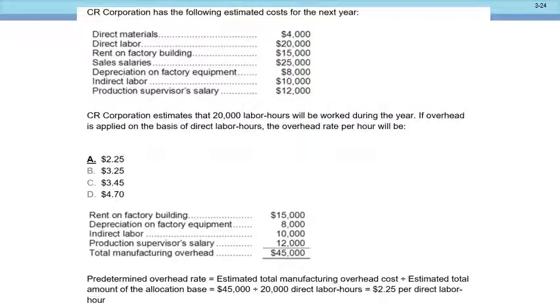Now this one's a little bit different. And I put the solution down here because we had to figure out which of these costs were overhead costs first to come up with what? To come up with our total overhead costs. And then once we did that, we were able to come up with the predetermined manufacturing overhead rate. So let's just take a look at this, and we say that we have this information.